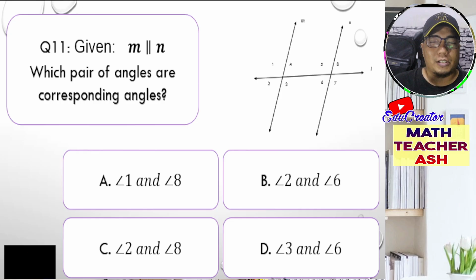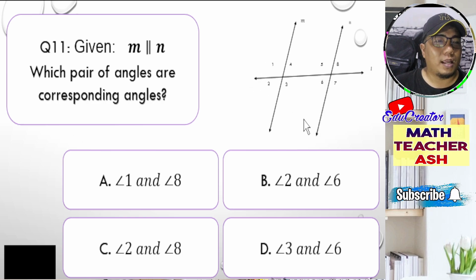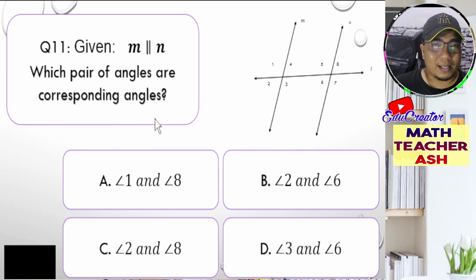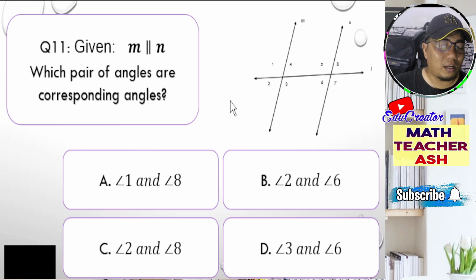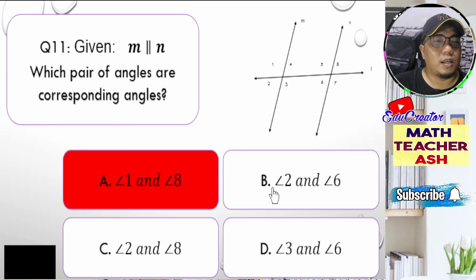Okay, math learners, if a parallel line is cut by a transversal and you form those angles, now talking about corresponding angles, these are angles that are basically in the same position, okay? And they are equal. So let's check the pairs given in our choices whether we can find a pair in which they have the same position. Okay, so 1 and 8. Where is our 8? They have a back-to-back position. So this is wrong. How about 2 and 6?